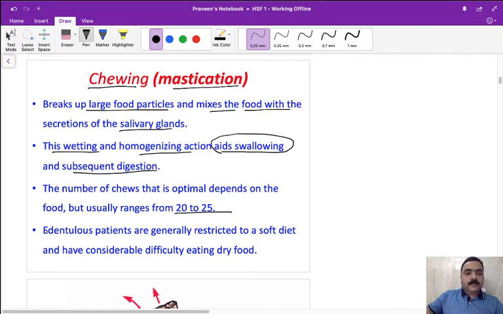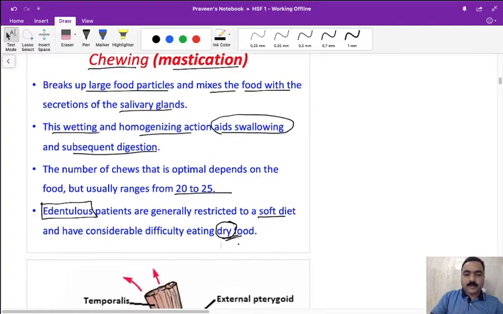Edentulous means people who don't have teeth. Edentulous patients are generally restricted to a soft diet, and have considerable difficulty eating dry food, like powdery food. For example, if you want to eat milk powder and a person doesn't have teeth, it's very difficult to eat dry food like that.